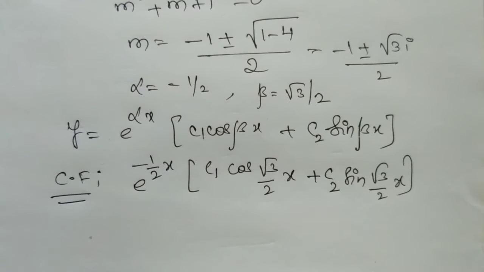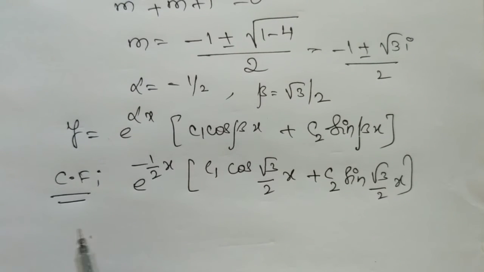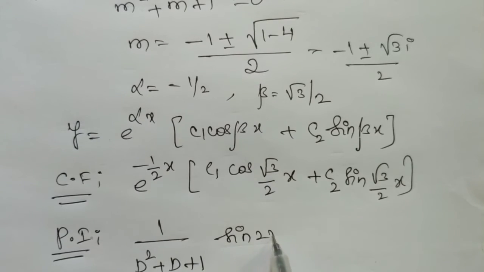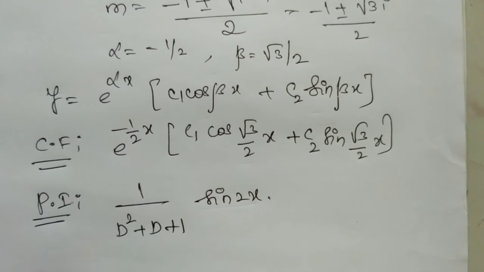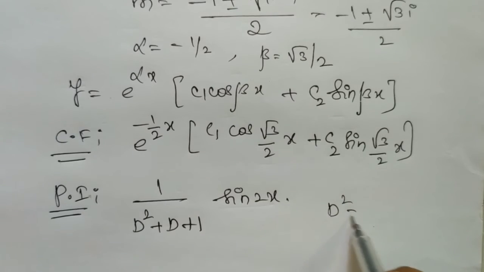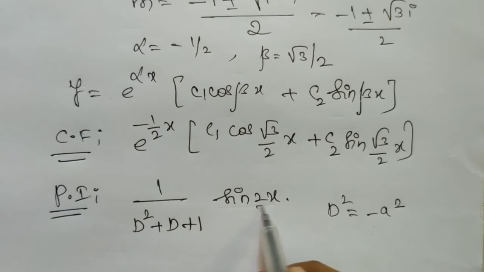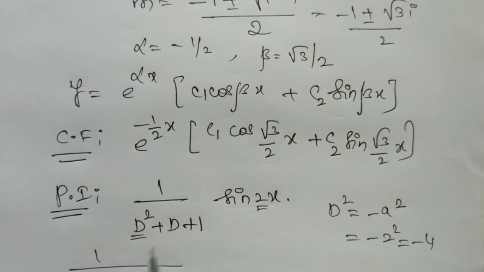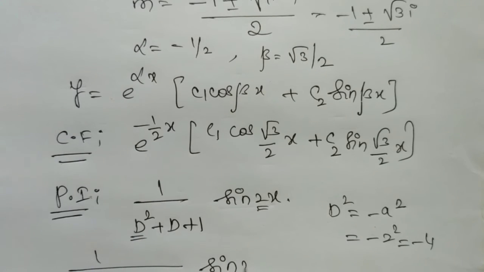So this is our complementary function. Next, coming to the particular integral, that is 1 by D square plus D plus 1 into sin 2x. Here, substituting D square equal to minus a square, where a equal to 2, that is minus 2 square, minus 4. So 1 by, here D square is minus 4, plus D plus 1 into sin 2x.